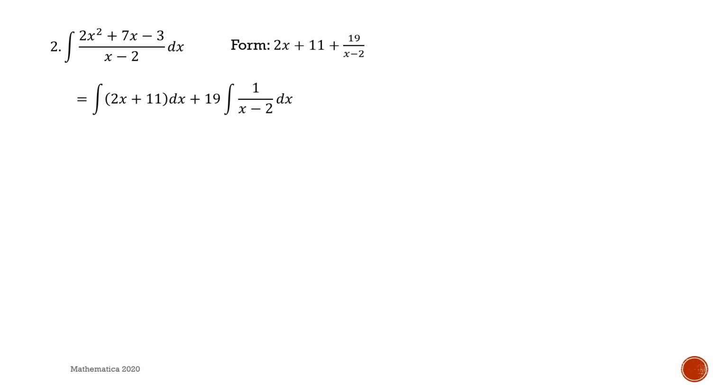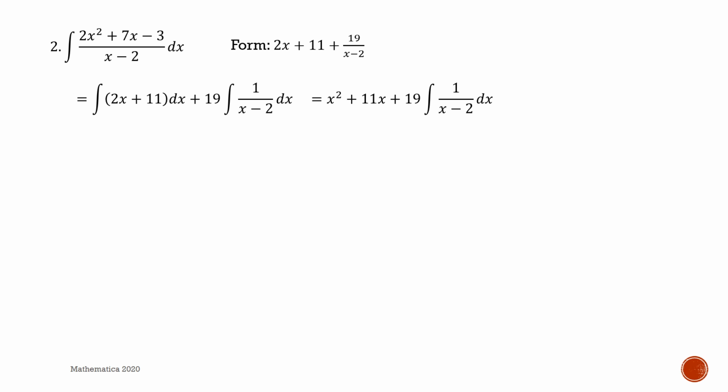So we simply rewrite this as a sum of integrals. We have the first part, which is the integral of the quotient, plus the remainder over the divisor. Now remember that since we have a constant 19, I can simply factor out the constant, and therefore I can find the integral of the first part. So the integral of 2x plus 1 is simply x squared plus 11x, and then plus 19 times the integral of 1 over x minus 2.